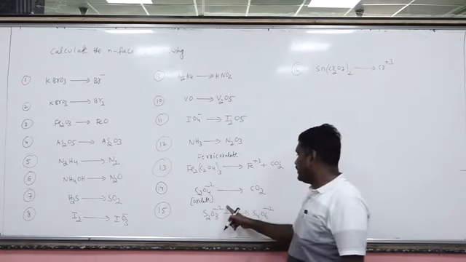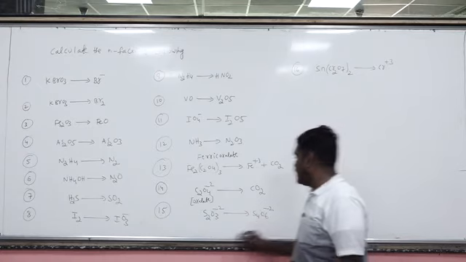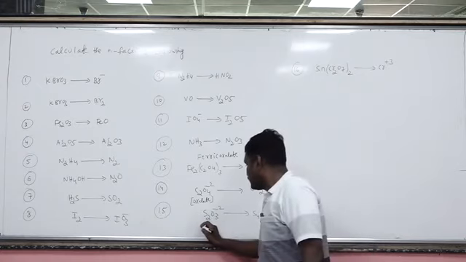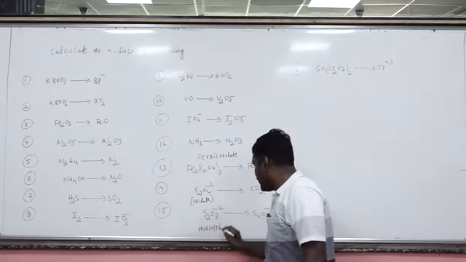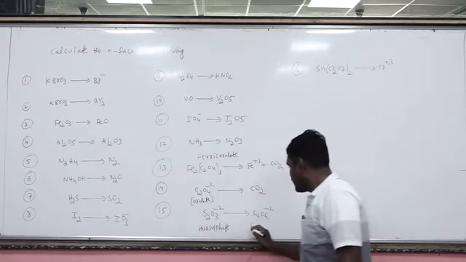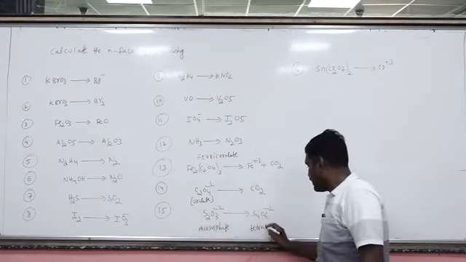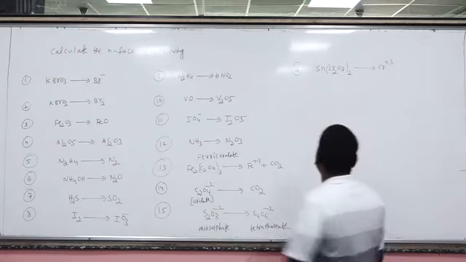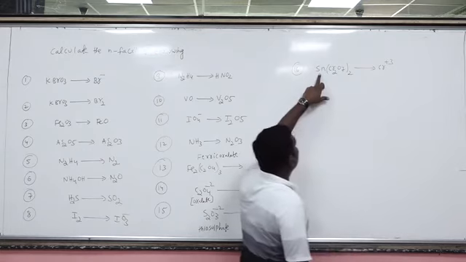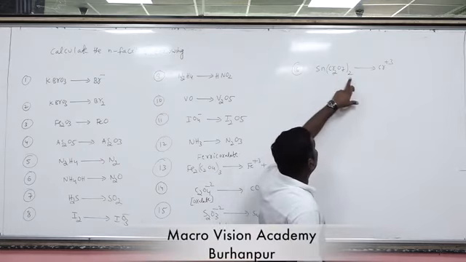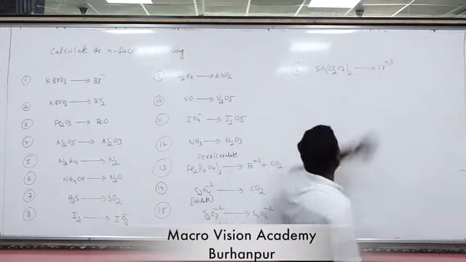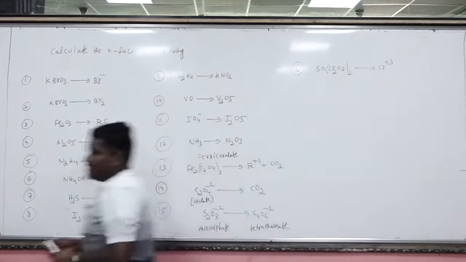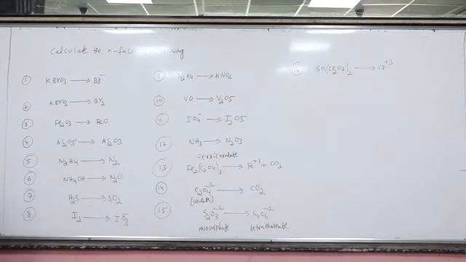S2O3 minus 2 gives S4O6. This is thiosulfate. This is tetrathionate. And next one, Sn, tin. Cr2O7 taken twice gives Cr plus 3. So these are some problems given for you for practice purposes. Okay.